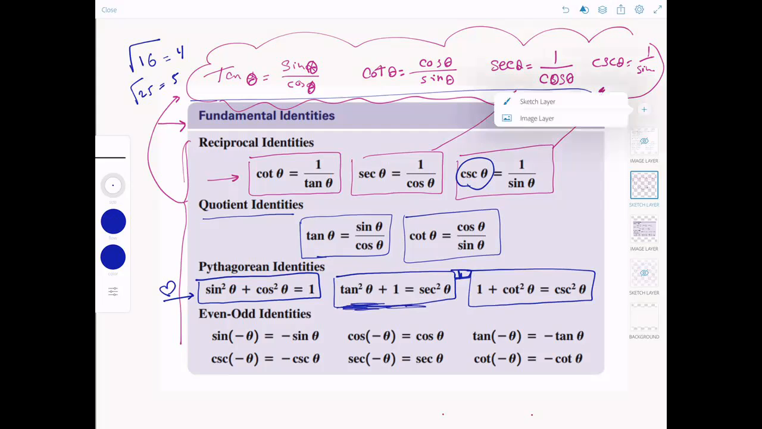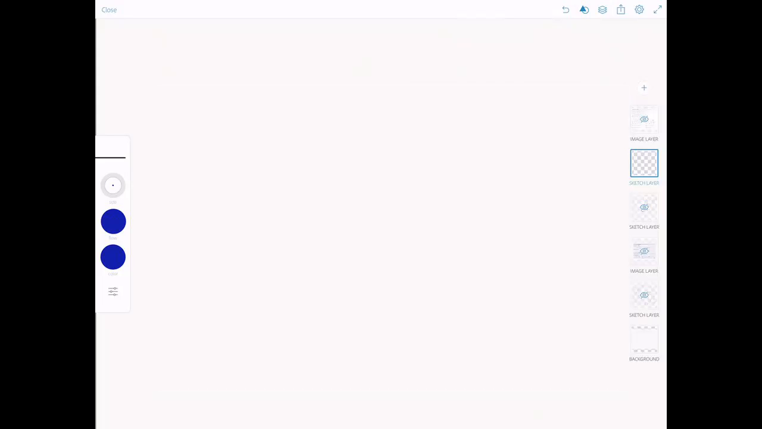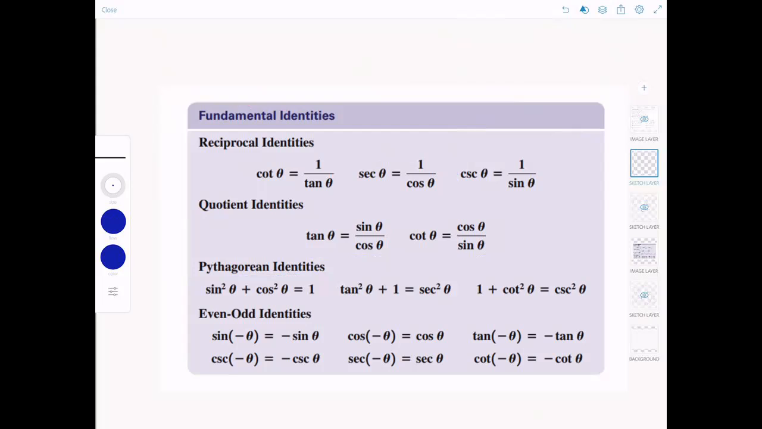I'm going to make another layer. So I'm going to prove this guy. You might have a question like this to show it. You can't just say, oh, this equal to that. If I ask you guys, prove tangent square of theta plus 1 equal to secant square of theta, how do we prove that this side equal to this side?